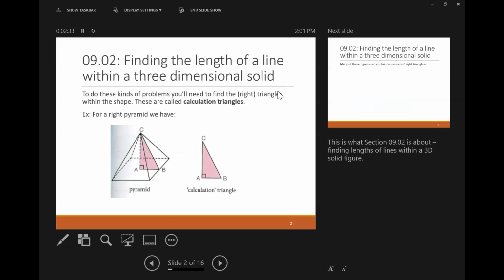So let's say we have a right square pyramid like we have drawn here. An example of a calculation triangle could be this triangle CAB.